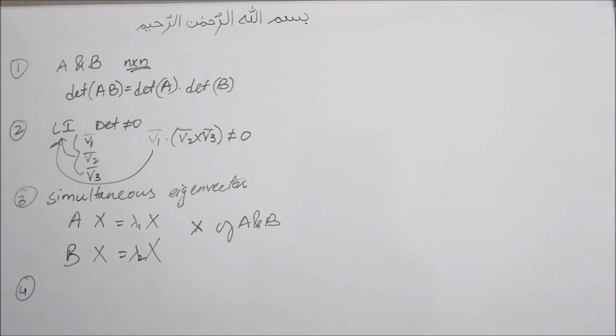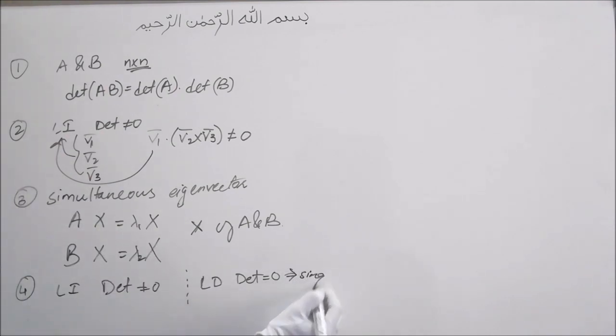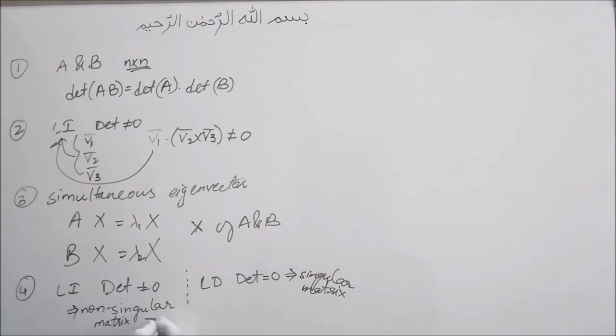Point number 4, I told you in the previous video itself that a linearly independent matrix is such that the determinant is not equal to 0, and a linearly dependent matrix is such that the determinant of the matrix is equal to 0. If the determinant of the matrix is equal to 0, it is also called a singular matrix. And if the determinant of the matrix is not equal to 0, then it is called a non-singular matrix. And if a matrix is non-singular, that is, its determinant is not equal to 0, then its inverse exists.